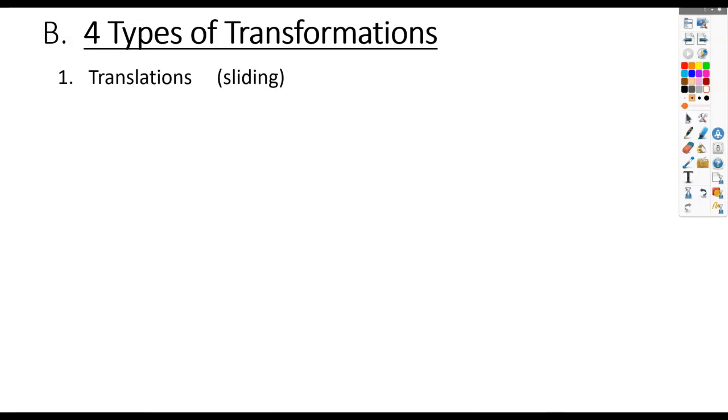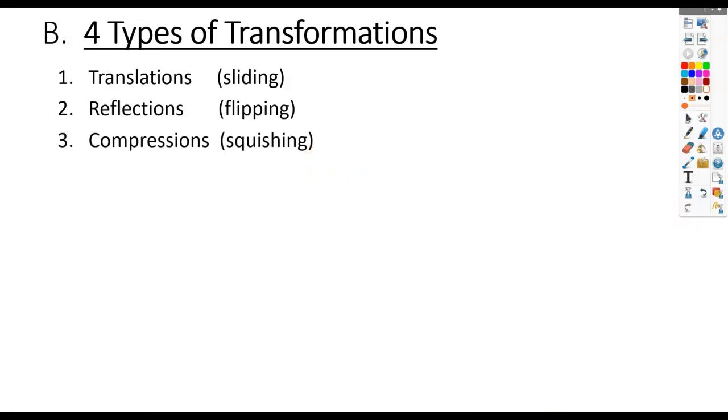There's the translation. Translations are basically something that results in sliding a graph. So if you had a parabola centered in the middle of your graph, a translation would slide it somewhere, like up, down, left, or right. It doesn't change the shape, it just slides it somewhere. Reflections flip a graph either sideways or upside down, horizontally or vertically. So reflections just flip it around.